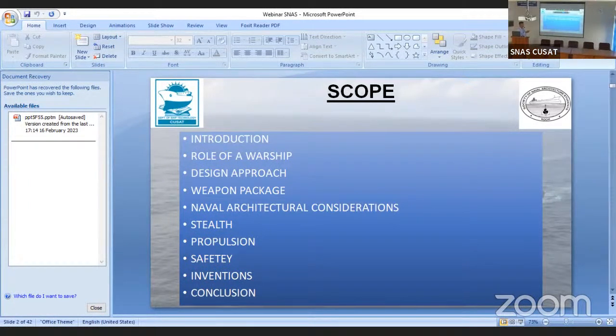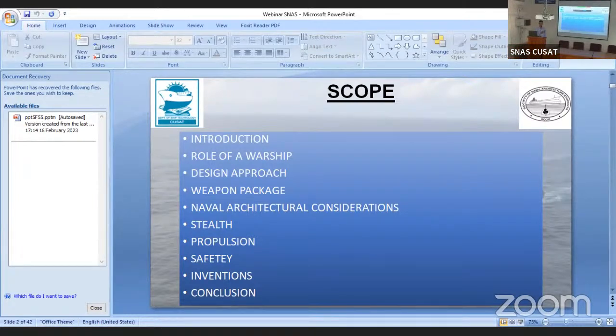Now, normally when we are going to design any normal merchant vessel or any conventional vessels, there are a set of rules, classification society rules. So we can follow them, we can refer to them whenever there is any discrepancy, and it is a standard operating procedure to follow such kind of rules.